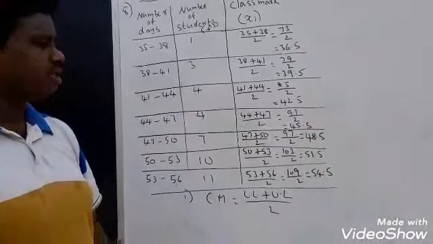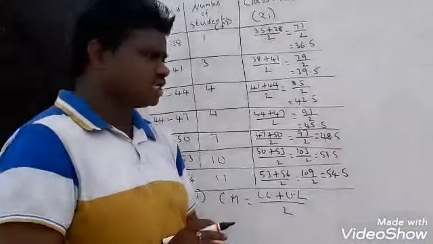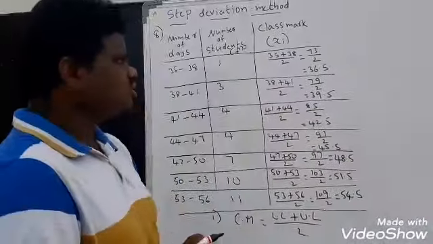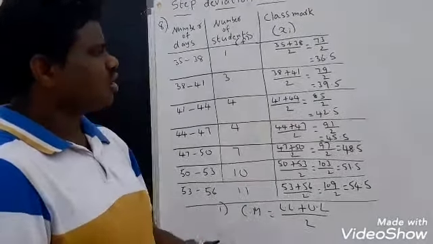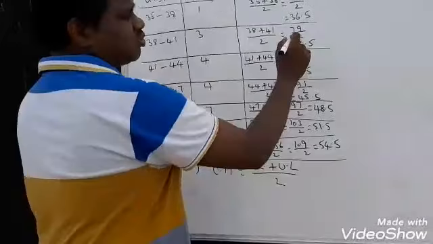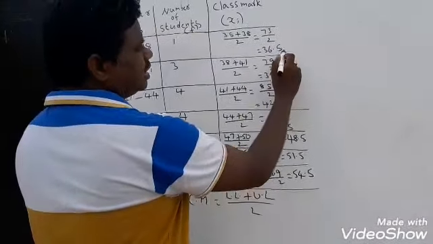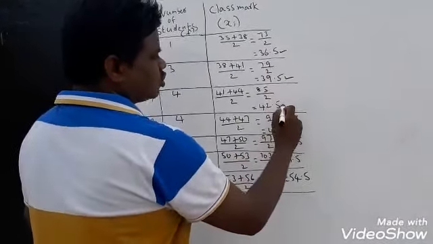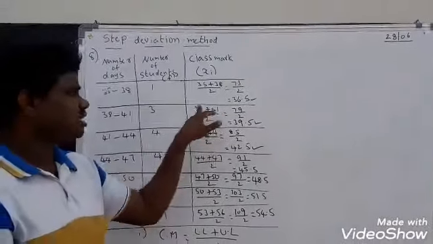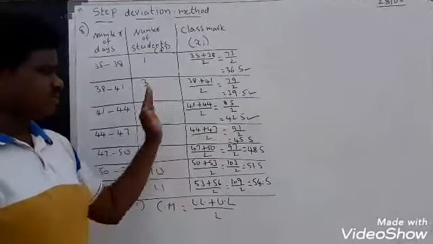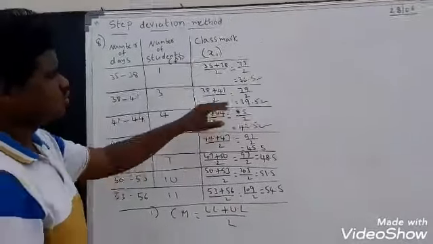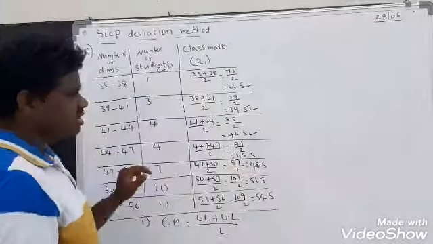If you are able to write directly, write it directly. How do you get the class mark? Class mark is equal to lower limit plus upper limit by 2. So you got the class marks here: 36.5 and 39.5. Like this, you have to add the class interval's lower limit plus upper limit and divide. I wrote steps here, but there is no need to write steps.